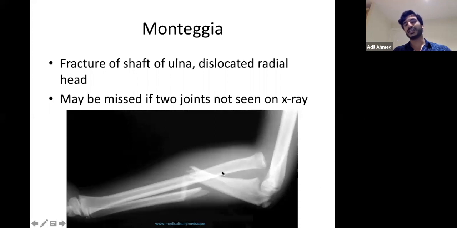And so again, this is something that would certainly need surgical fixation, because a plaster probably would not hold it, it would be too unstable, and really you want to get a good anatomical reduction of the ulna to ensure that the radial head then pops back into place.